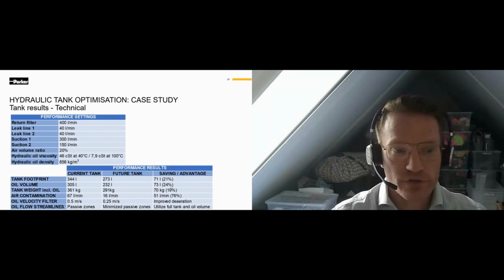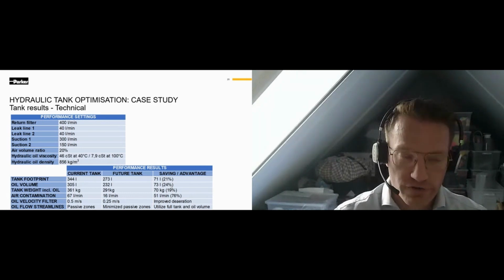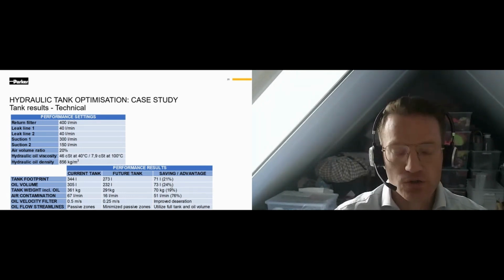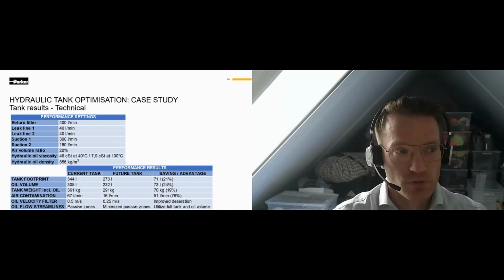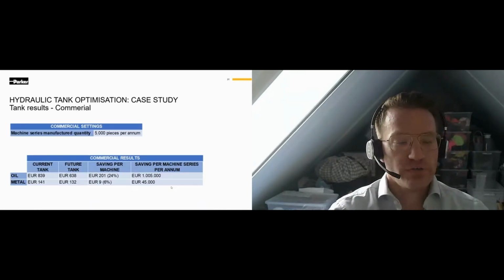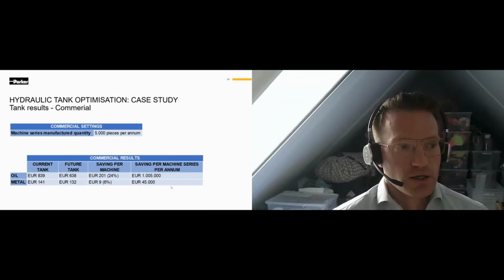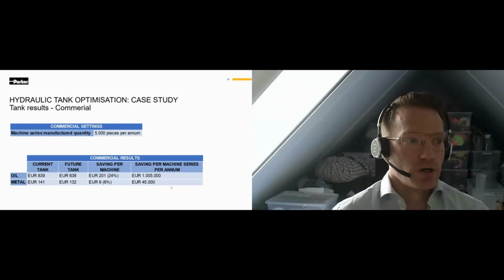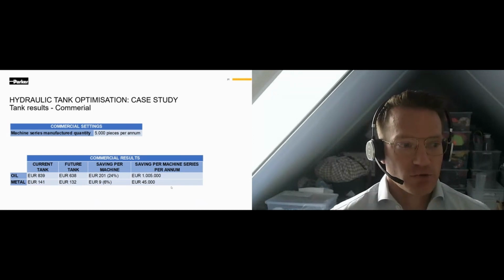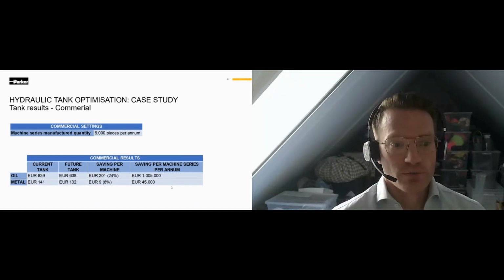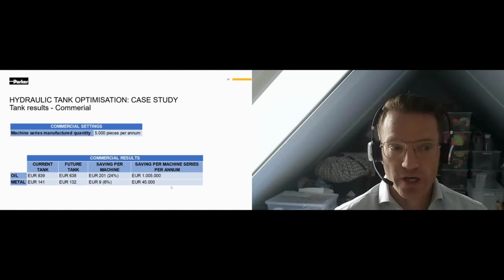So from a performance point of view, all kind of advantages that really benefits not only you, but also your customers. But this is performance. If you focus on the commercial aspect, with the new tank design, with the current quantities of 5,000 pieces per annum, we have been able to establish a cost saving for our OEM approximately €1 million on the annual basis for this machine series, mainly caused by a reduction of hydraulic oil.